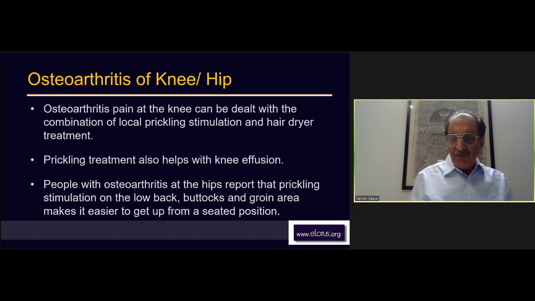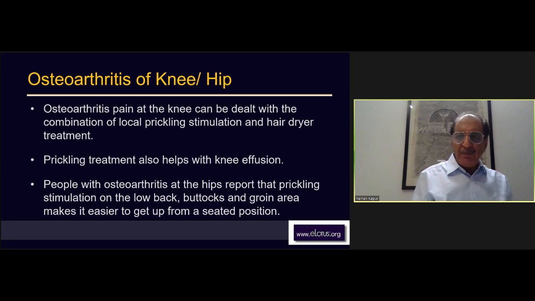So at home also, the patient can use this treatment and it will give even better results. Pricking treatment also helps with knee effusion, and people with osteoarthritis of the hip also report that pricking stimulation on the lower back, buttocks and groin area makes it easier for them to get up from a seated position.